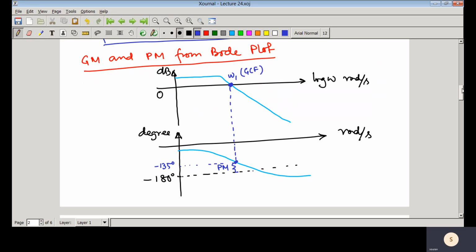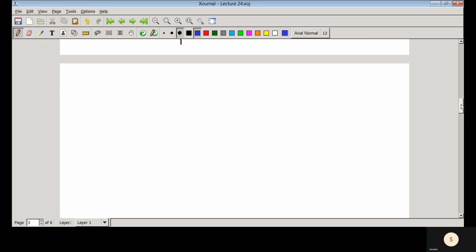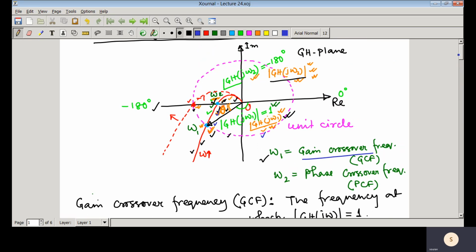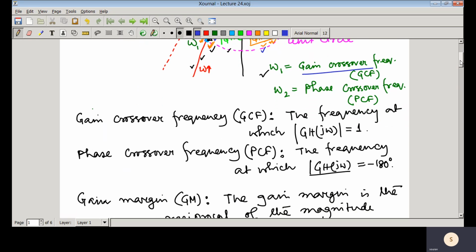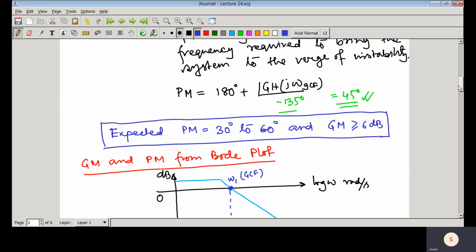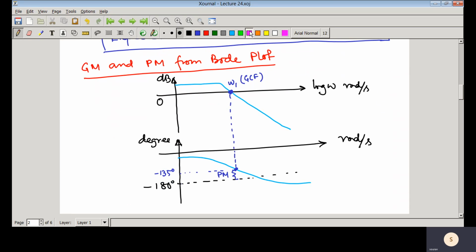So now what is that gain margin? We have seen that in case of gain margin, we need to first calculate what is that omega 2. So omega 2 is that phase crossover frequency where it crosses that minus 180 degree axis, negative real axis. So here we can see that this is that frequency. Here we can see this is that point where it crosses minus 180 degree. So that means this is that frequency, that omega 2. So this is actually that phase crossover frequency.